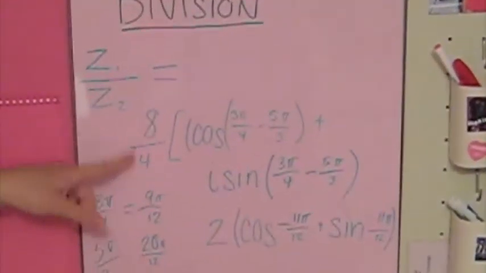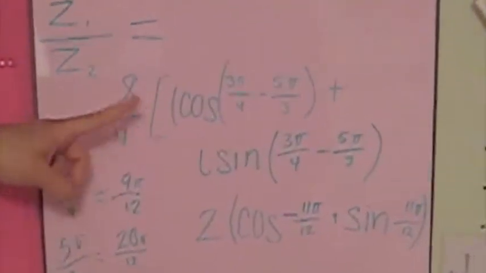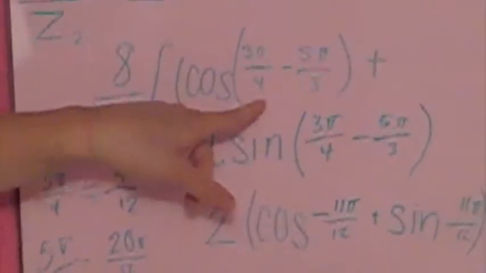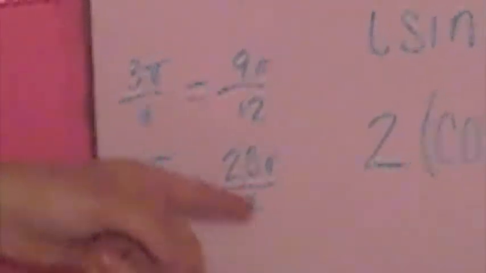The division for radians is also the same. You still are dividing r1 over r2, and you are subtracting theta 2 from theta 1. Again, you have to make sure the denominators are the same, so 3 pi over 4 is 9 pi over 12, and 5 pi over 3 is 20 pi over 12. When you simplify the whole equation, you end up with 2 times the cosine of negative 11 pi over 12 plus i sine of 11 pi over 12.